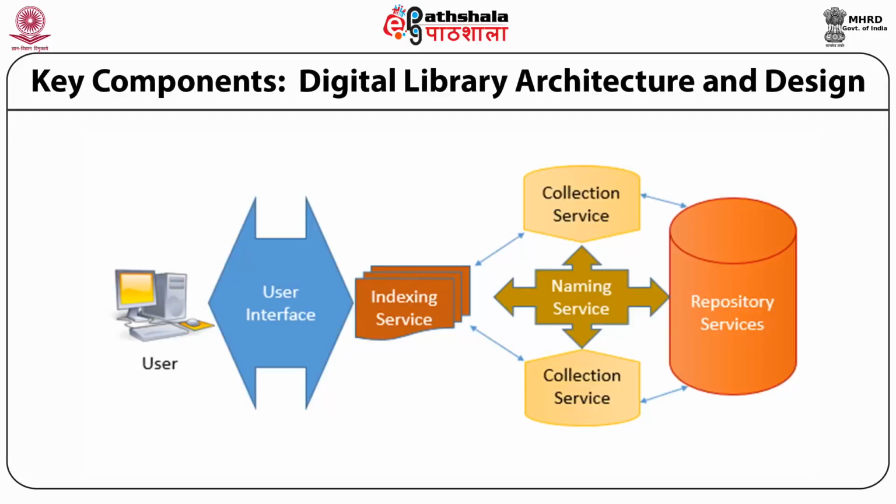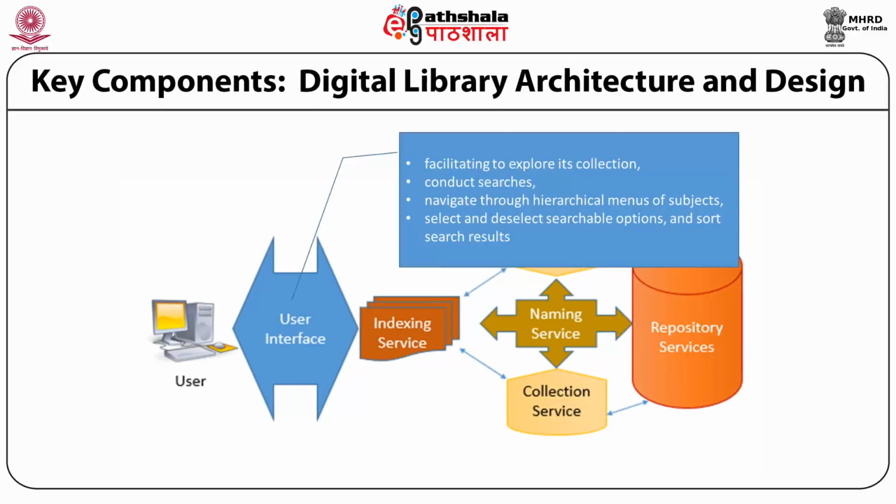Now look at the interaction between key components of digital library architecture and design. As shown in this schematic on the screen, the user connects to the digital library via the user interface. The first thing it encounters is the indexing service, and these indexes are obtained from various collection services which are part of the repository service, or say the repository service contains various collection definitions. All these components, that is collection service, indexing service and repository service, are interconnected via a naming service.